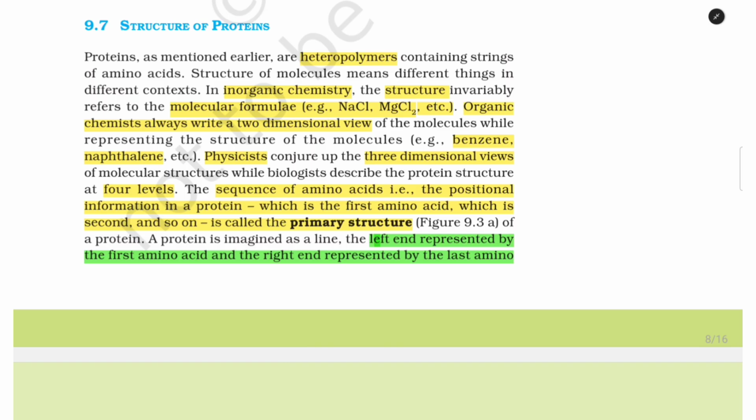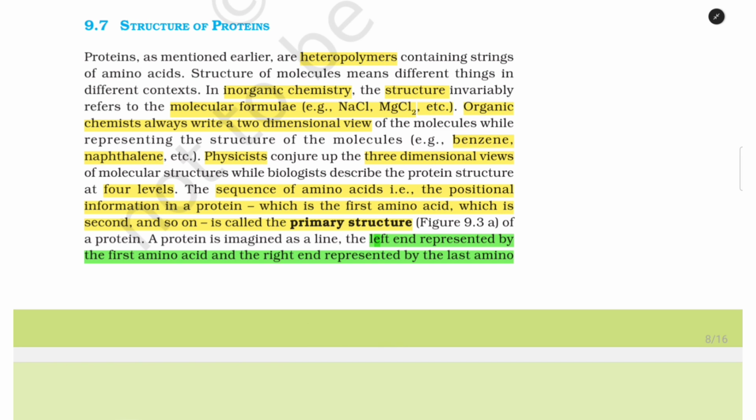9.7 Structure of proteins. Proteins, as mentioned earlier, are heteropolymers containing strings of amino acids. Structure of molecules means different things in different contexts. In inorganic chemistry, the structure invariably refers to the molecular formula, for example NaCl, MgCl2, etc. Organic chemists always write a two-dimensional view of the molecule while representing the structure of molecules, for example benzene, naphthalene, etc. Physicists conjure up the three-dimensional views of molecular structures while biologists describe the protein structure at four levels.